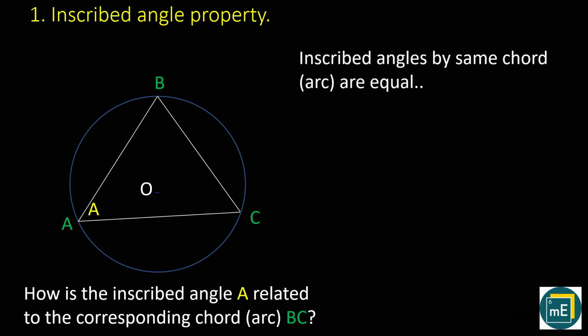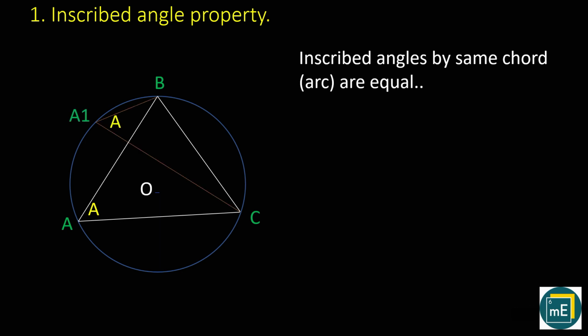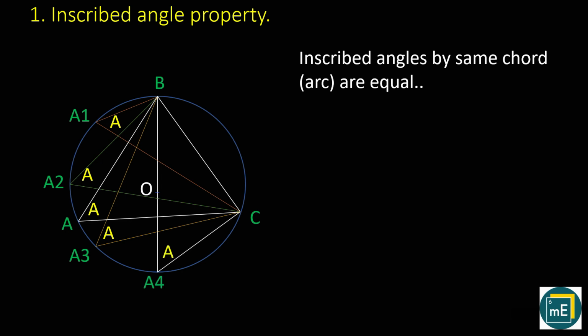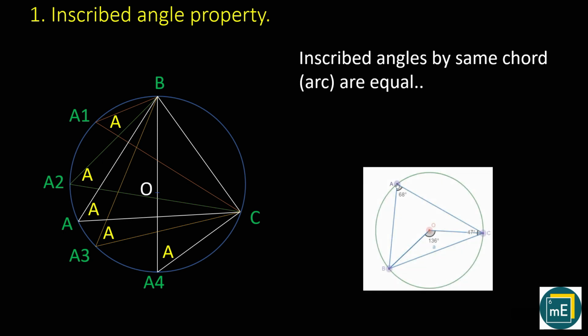Now let's see what it means. If we keep chord BC fixed and move point A along the circumference of the circle to various positions, then the angle subtended by chord BC at all these positions will be the same as angle A. In this animation, we can see that as point A is moved along the circle, the value of the inscribed angle at point A by chord BC remains unchanged.